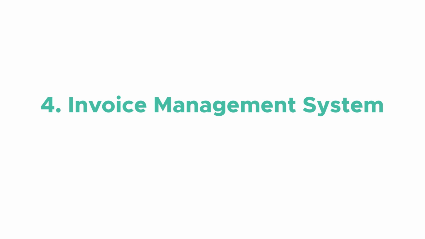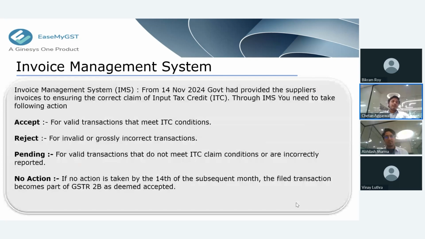So now we will discuss the main part of today's webinar, which is the invoice management system, IMS. IMS is a new functionality which allows the recipient taxpayer to either accept or reject an invoice, or keep it in the pending state, which you can avail later on in future. For example, with the help of IMS, you accept the invoice which the supplier has filed against your GST as their sales, if it is correct and there are no discrepancies. If there is a discrepancy, then you have to reject it, or you can keep it in the pending state as well.